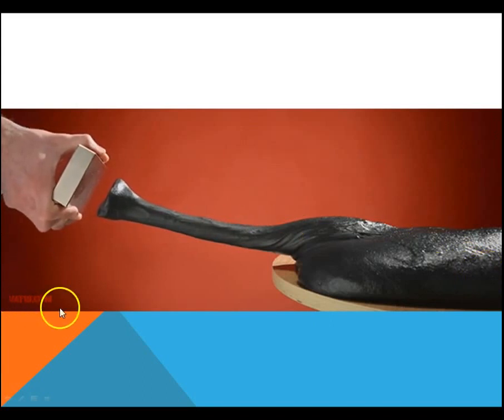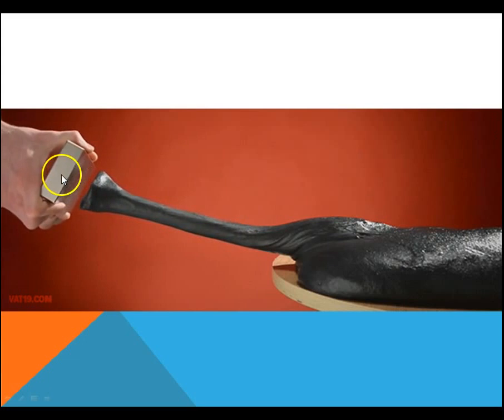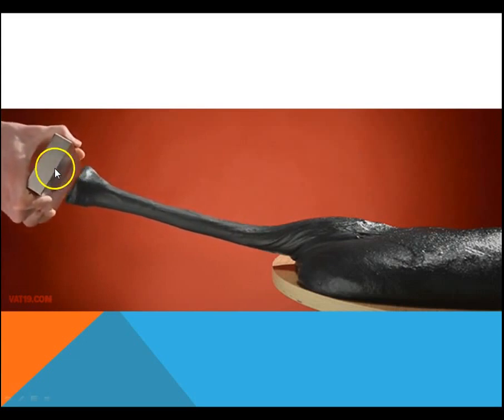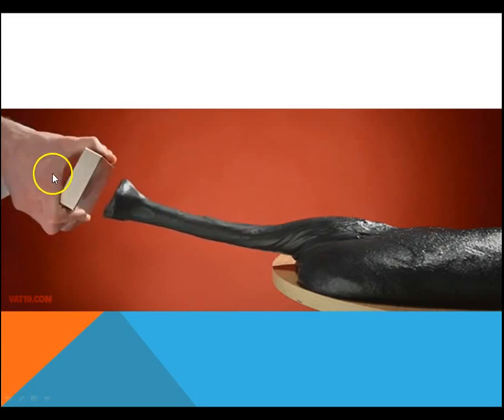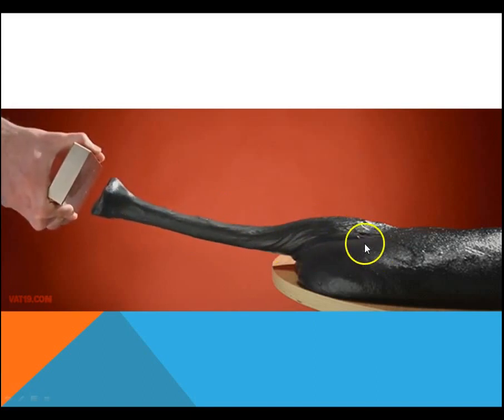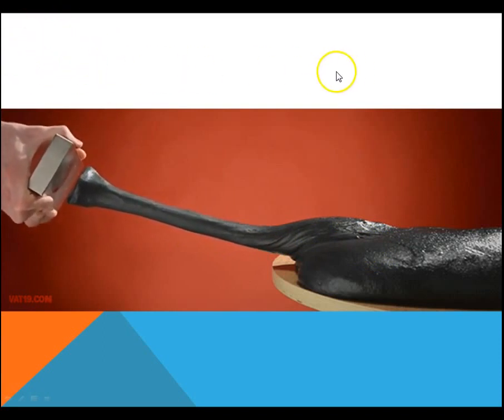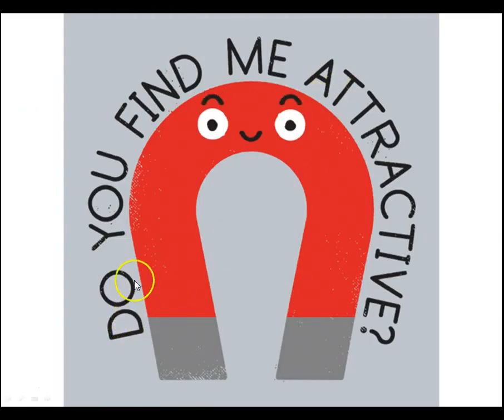This is kind of cool. You can buy this from VAT 19. This is magnetic putty, which is actually attracted to a magnet here. All of those are lined up, all spinning in the same direction, and it's forming a force that is making this putty, like magnetic silly putty, go towards it. Fun video right here on fun stuff you can do with magnetic putty. So, like this, do you find me attractive? Well, it's a magnet. It's going to attract ferromagnetic things, of course.